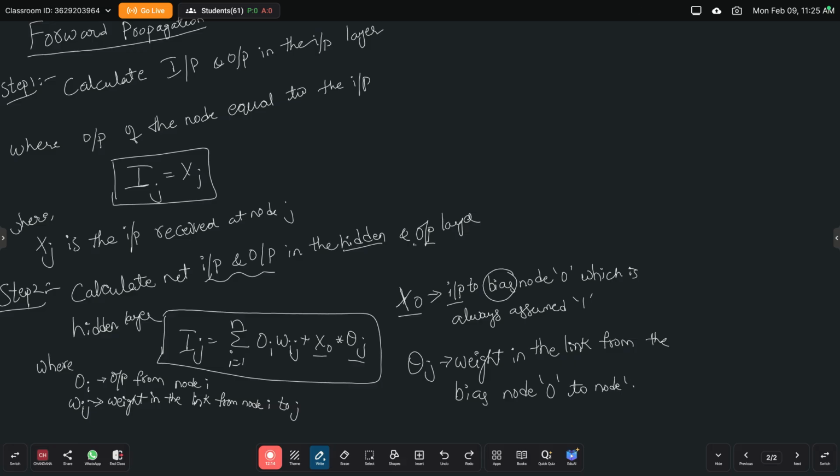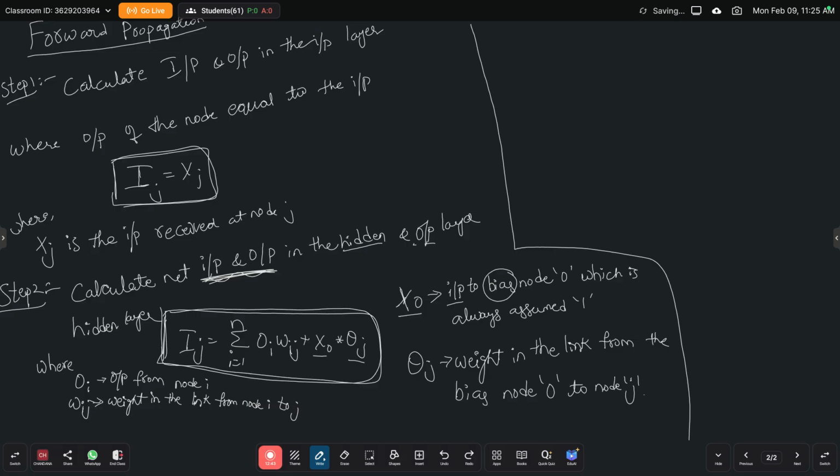Okay, this is the second step. The first one is Ij equal to Ij, this is the first formula. Next, this is the second formula for the hidden layer only. Now in step 2 I am writing the formula for the output layer, calculating both input and output in the hidden layer. This formula is for the hidden layer only.